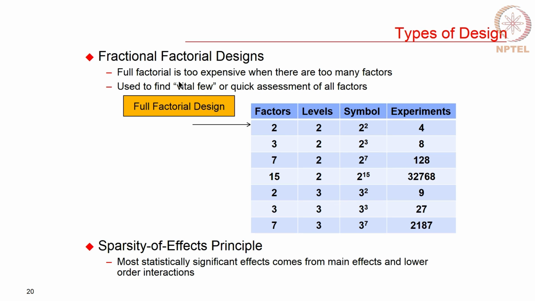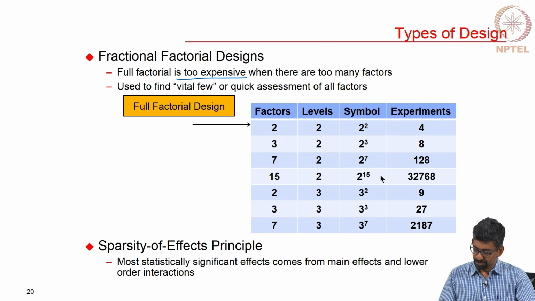So, full factorial, as we pointed out, is too expensive. Sometimes it is used to find the vital few. Okay. So, this is just to give you an idea, with about 15 factors and 2 levels, this is the amount of experiments that you need to do. Okay.